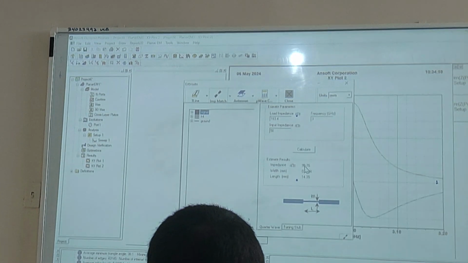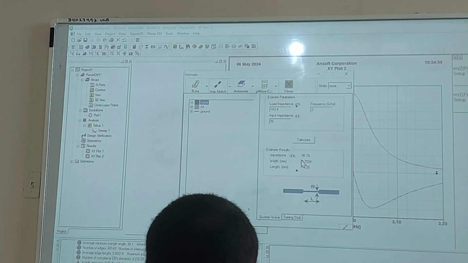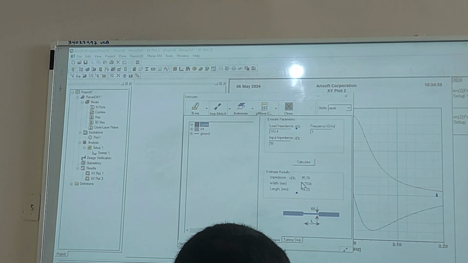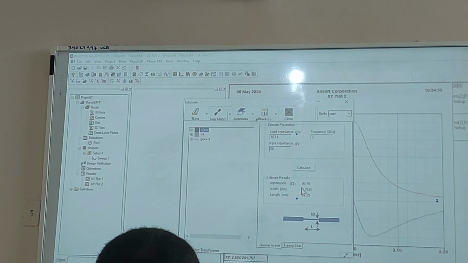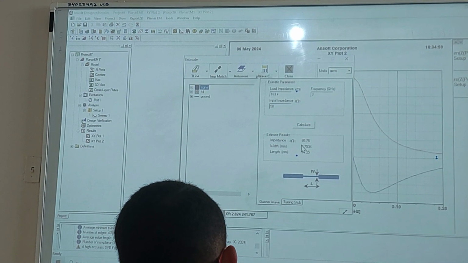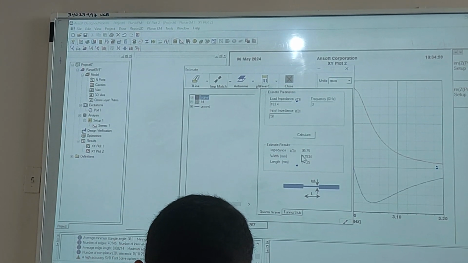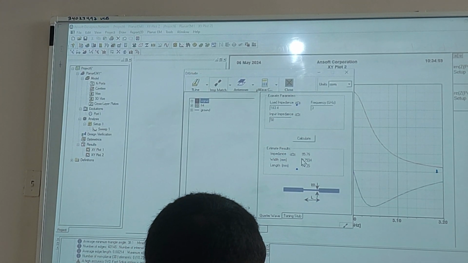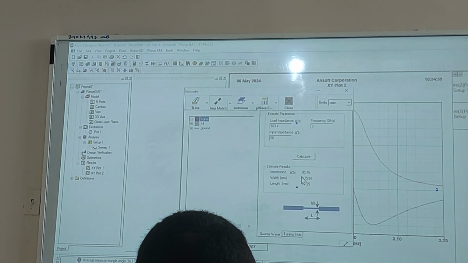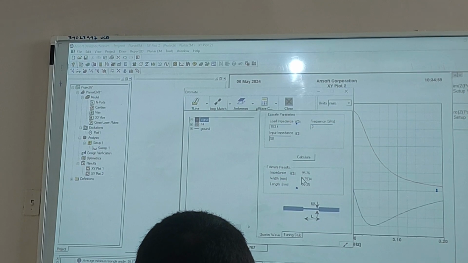Okay? Remember that this value, 95 ohms, is exactly the result of the square root of 883.4 ohms multiplied by 50. If we do this operation, the result will be this one. Because this is the equation for matching. Okay?